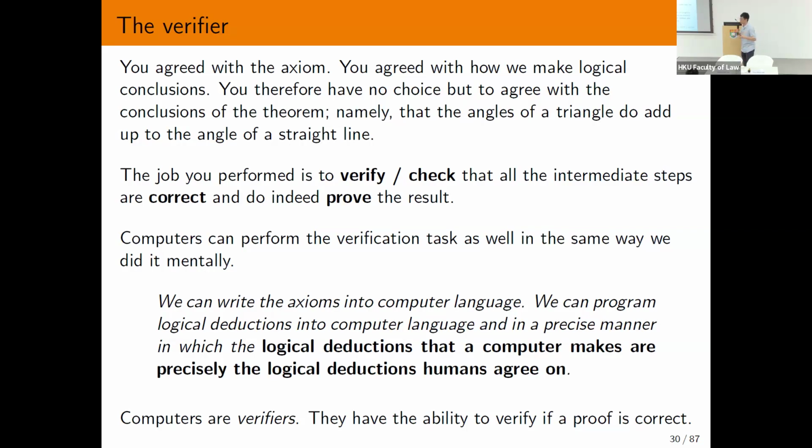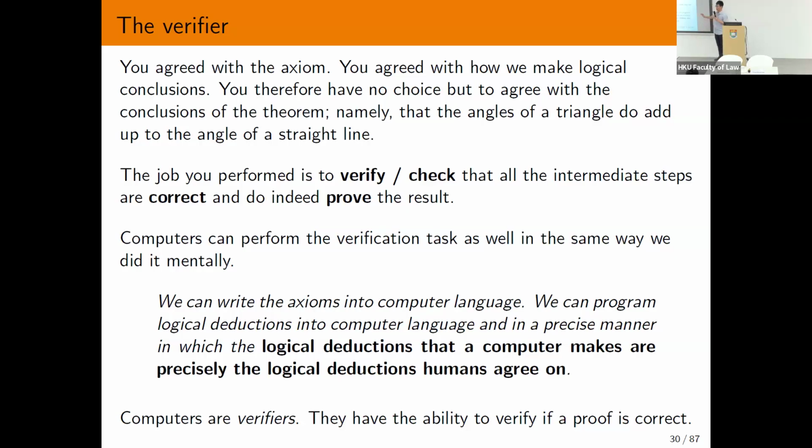The job that you have done here is called verification, or checking that the intermediate steps are indeed correct. You check that every step was done correctly, and you also prove the result, which is that the angles add up to 180 degrees. So what you just did is called verification.